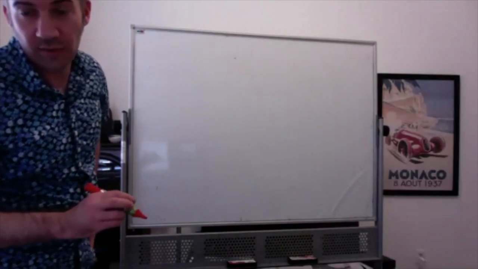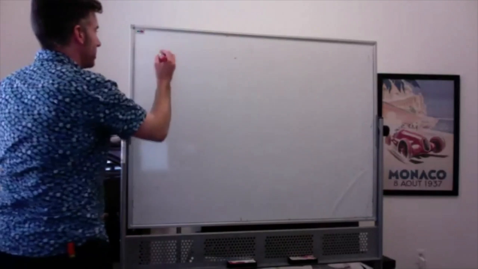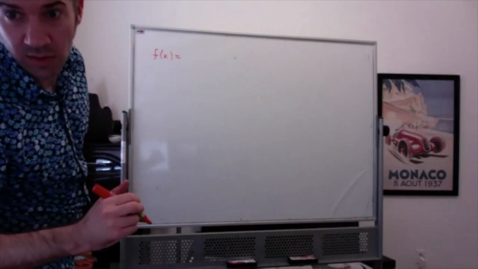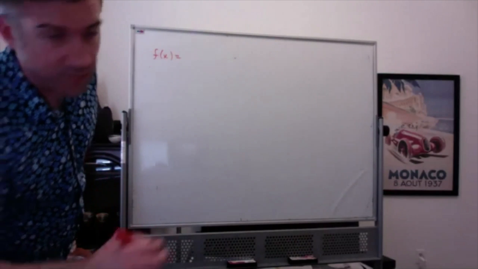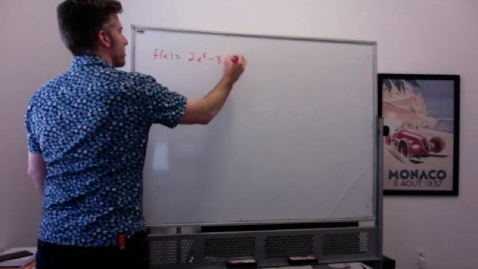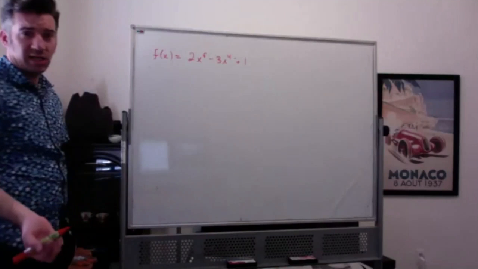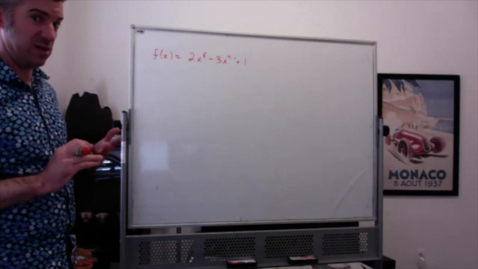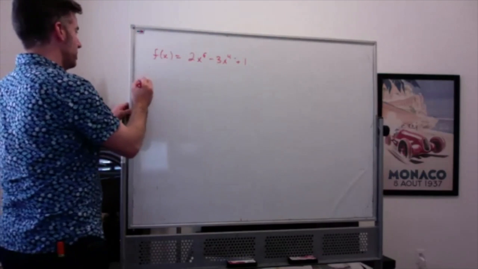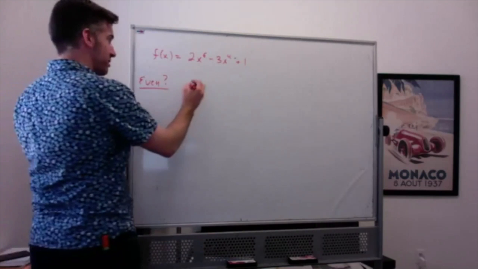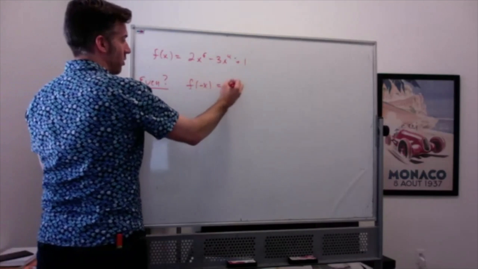So let's look at, for example, f of x equal to 2x to the 6th minus 3x to the 4th plus 1. I want to check if this is even or if it's odd or if it's neither. And the way we usually check this is starting by check, is it even? So, does f of negative x equal f of x?